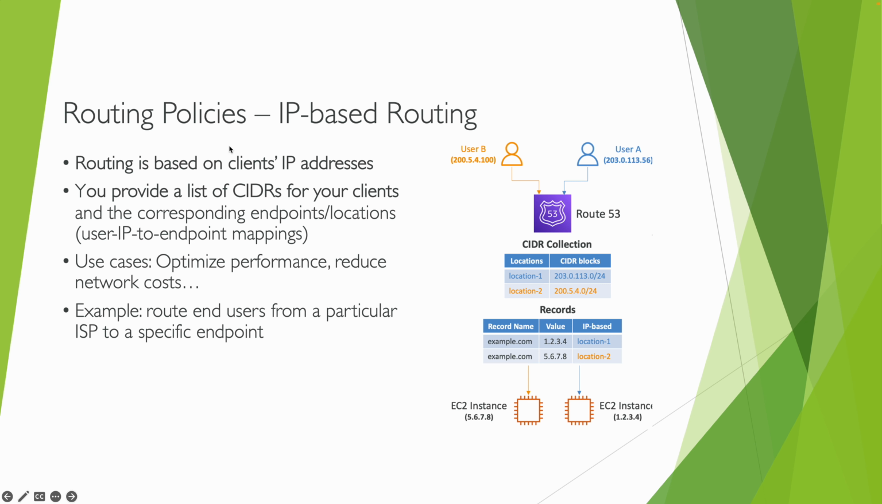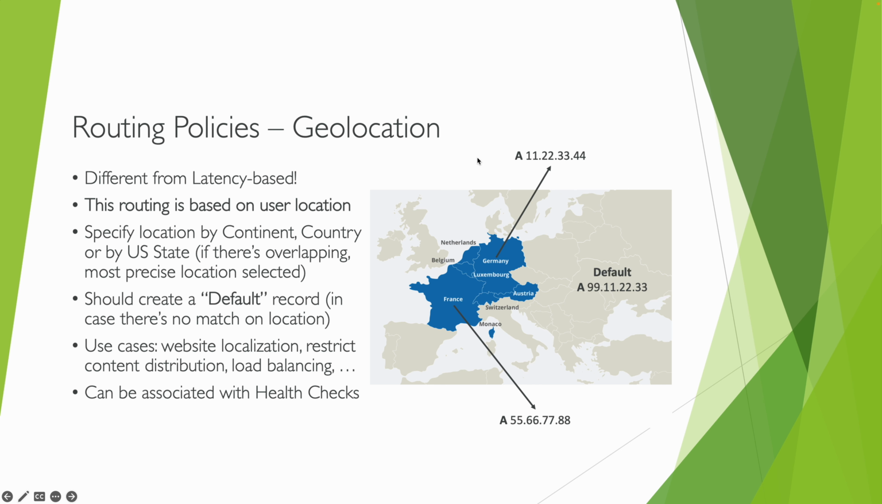This is hard to do a hands-on, so just understand this. We can do IP based routing based on the IP addresses of the client. We can filter the IP address, and based on the IP address we can route them to different endpoints. Similarly, here we can also create a geolocation based record.